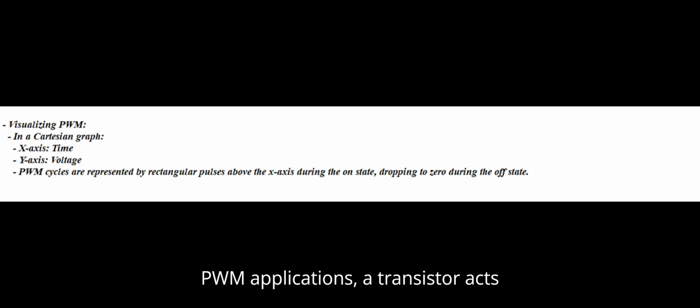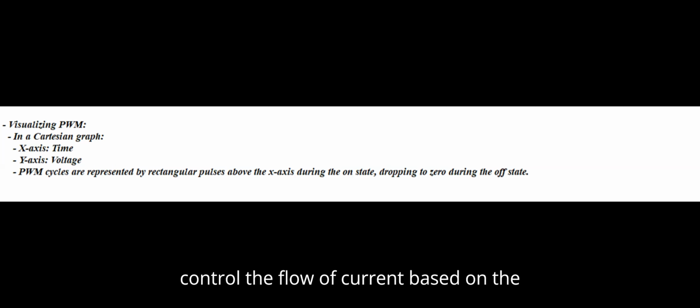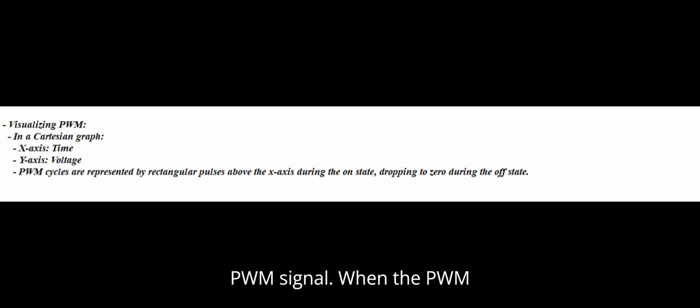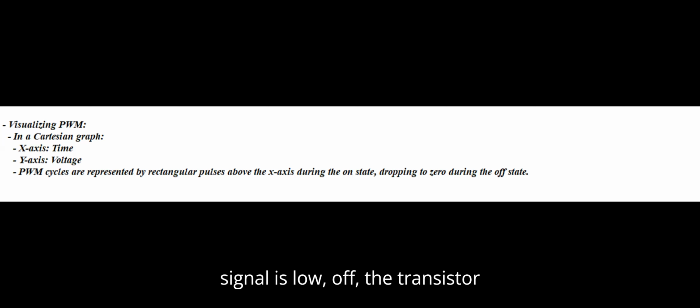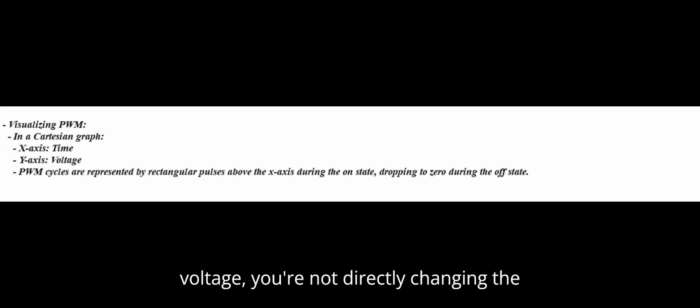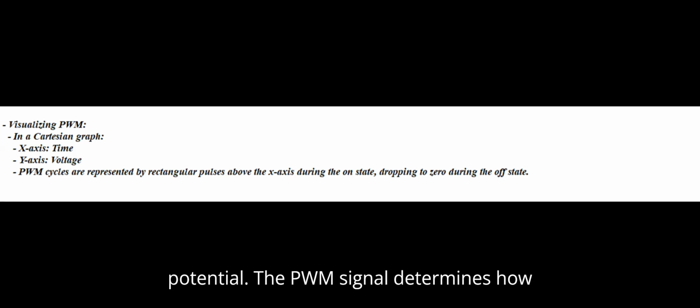In PWM applications, a transistor acts as an electronic switch, allowing you to control the flow of current based on the PWM signal. When the PWM signal is high, on, the transistor permits current to pass through. When the signal is low, off, the transistor stops the current flow. When controlling voltage, you're not directly changing the voltage itself or the maximum electrical potential. The PWM signal determines how much of the supply voltage can reach the load.